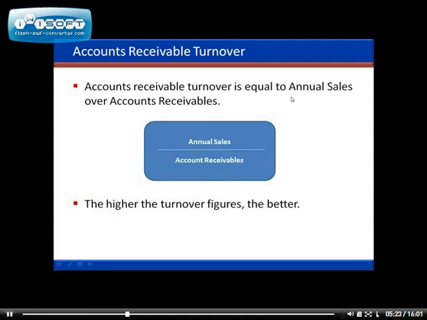Accounts receivable turnover is equal to annual sales over accounts receivable. So you are getting two different figures from two different financial statements. You're getting the annual sales from the income statement, and you're getting the accounts receivable figure from your balance sheet. Now, the higher the turnover figures, the better.